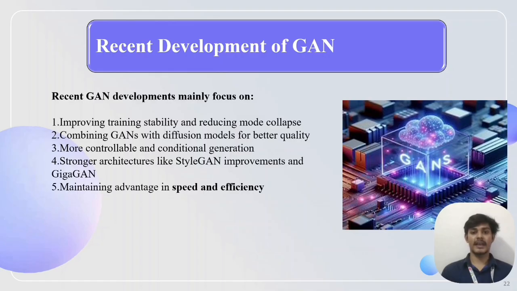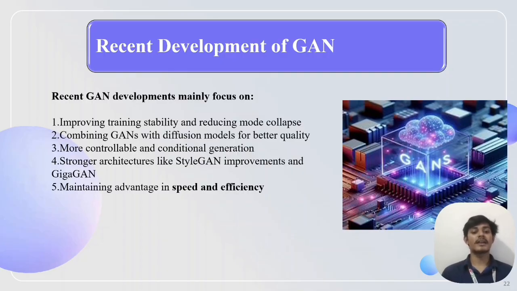Recent development of GAN. Recently researchers focus on improving GAN in several areas. Here we can see some areas. Firstly, improving training stability and reducing mode collapse. Secondly, combining GAN with diffusion models for better quality. This is a hybrid model to improve images. Thirdly, more controllable and conditional generation, generating specific output according to input.